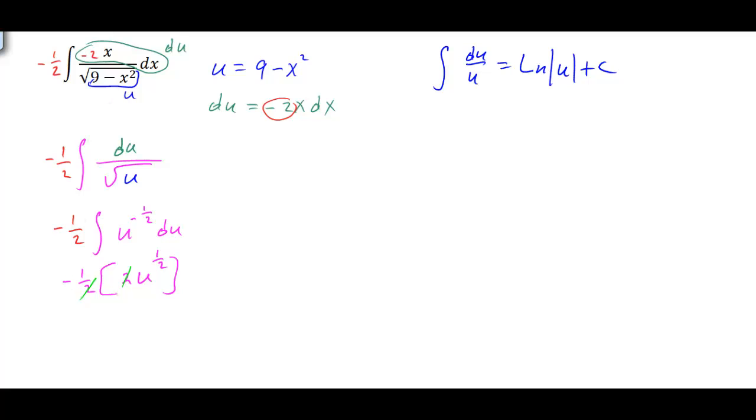And we have our negative out front, so we can bring down the negative. And then this is u to the 1/2. Well, our u is 9 minus x squared, so we can plug that in. So we have 9 minus x squared, and all of this is still raised to the 1/2 power, or you can write it as the square root, plus our constant. And there's our derivative.